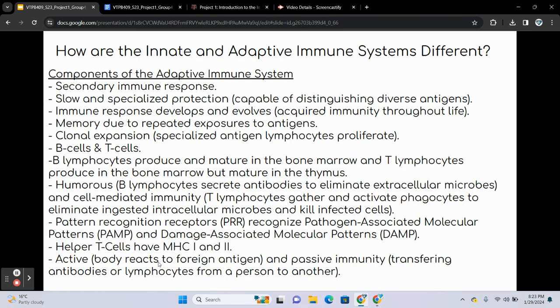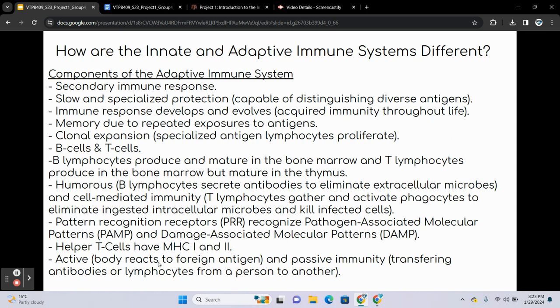How are the innate and adaptive immune systems different? For this, now we have to evaluate the components of the adaptive immune system. It is a secondary immune response. It is slow and specialized protection, capable of distinguishing diverse antigens. It is an immune response that develops and evolves, which means it is an acquired immunity throughout life. It has memory due to the repeated exposures to antigens. It involves clonal expansion, in which specialized antigen lymphocytes proliferate. It includes B cells and T cells.